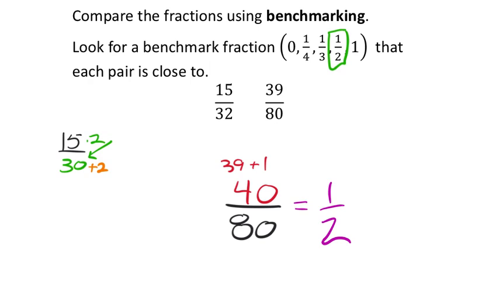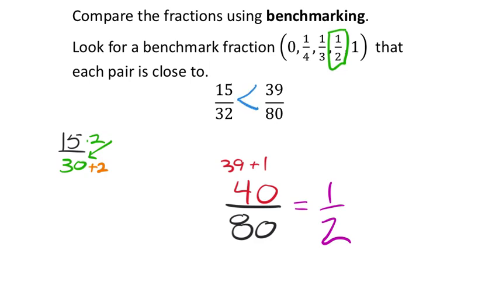And again, this may take some thought. Now, if I had to choose between these, I'd say adding an extra 80th is going to take a lot less to get to 1/2 than adding 2 extra 30th size pieces. So for me, I would say right here that 39/80ths is bigger.